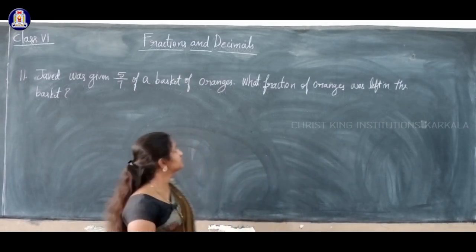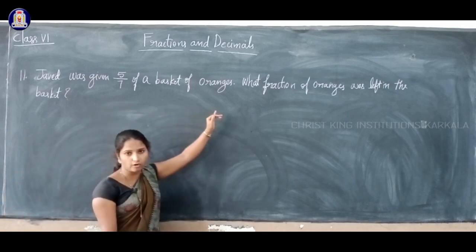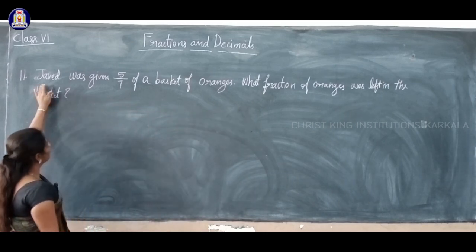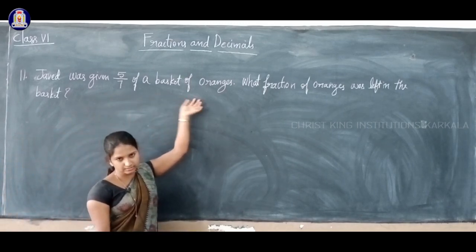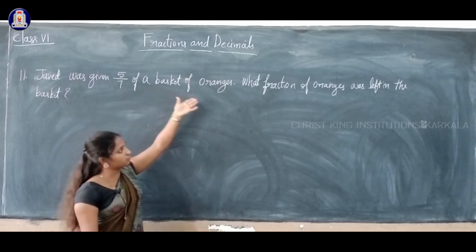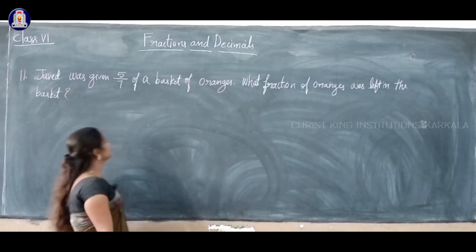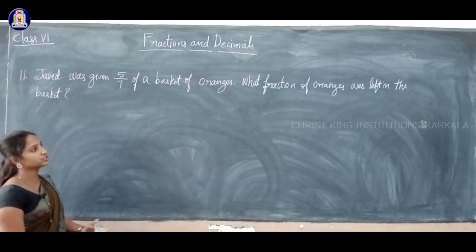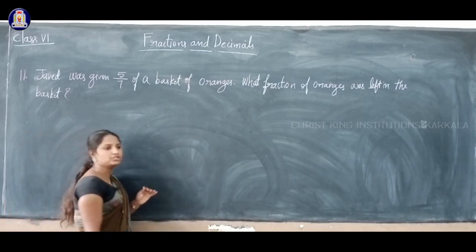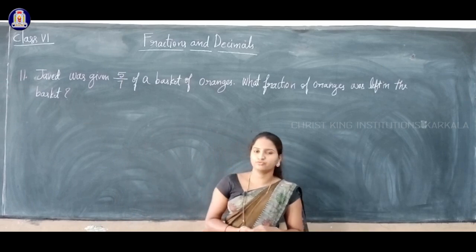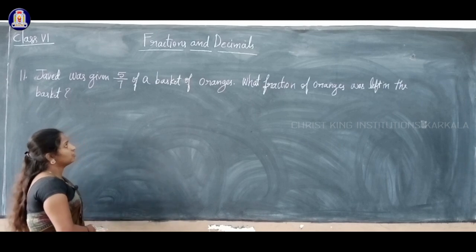Okay, the next question. Javed was given 5 by 7 of a basket of oranges. What fraction of oranges was left in the basket? That is the question. Clear? How much will remain in the basket, that we have to find out, after giving only 5 by 7 of a basket of oranges.